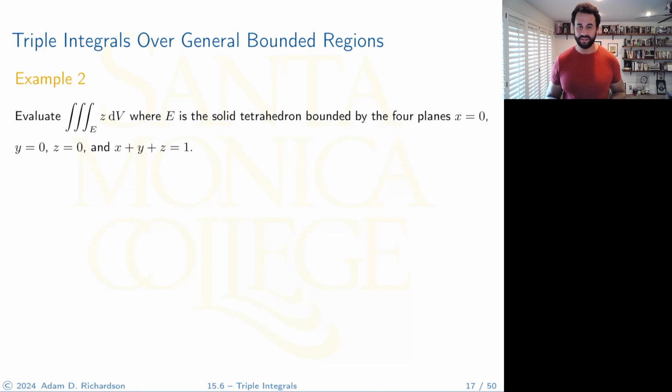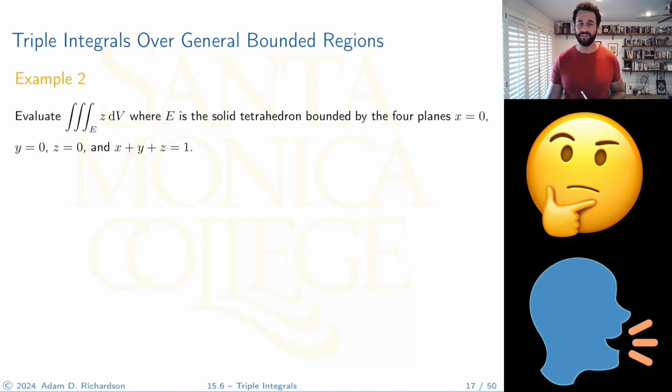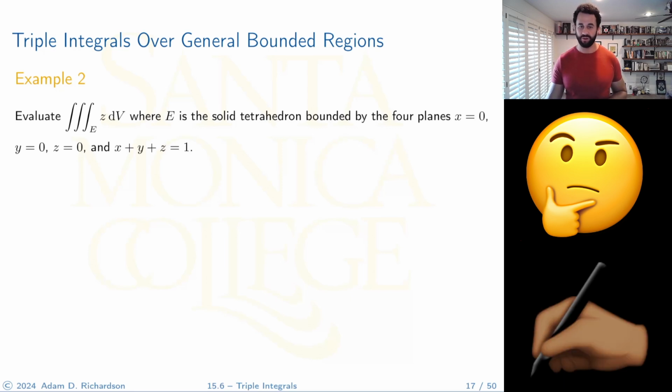So here's one. Actually, this is a good one for you to try to do on your own too. So I'll read it out loud, give you a moment to think about it. Evaluate this triple integral, but now E is the solid tetrahedron bounded by these four planes: x equals 0, y equals 0, z equals 0, that's not too bad, and then this plane right here. So think about this one for just a minute, right? And then say something out loud to yourself or to your friend or to your colleague about what you would try first, maybe. Right? And now try to work it out on your own.